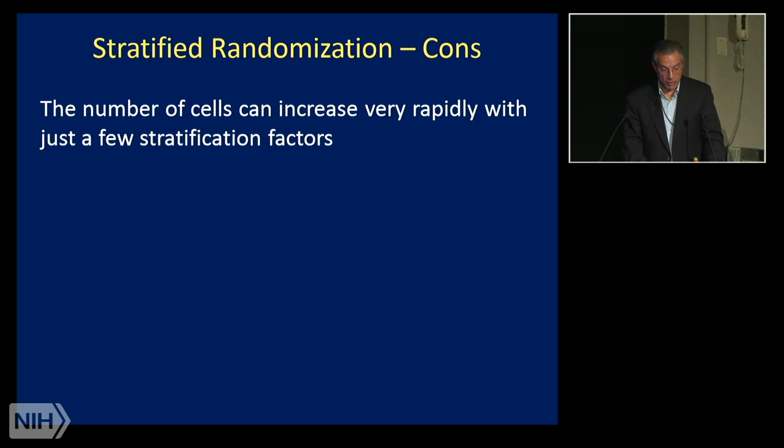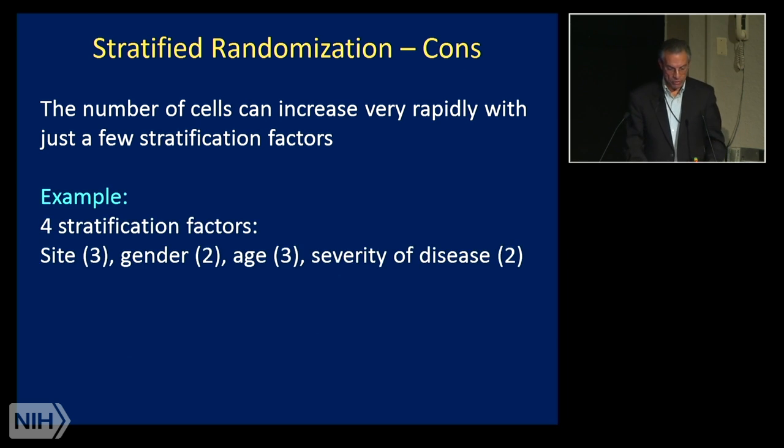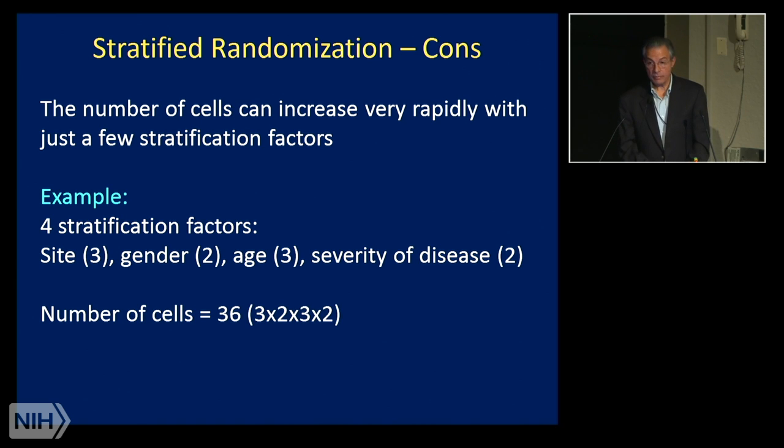The disadvantage is the number of cells can increase very rapidly with just a few stratification factors. So what do I mean by cells? If you have 4 stratification factors, you think that's not that bad. If I have site and gender and age and severity of disease, and I really have very few levels within each stratification variable: 3 sites, 2 gender groups, 3 age groups, and 2 severity of disease. That's not a lot. But the number of cells is 36. You've got 36 cells. What does it mean?